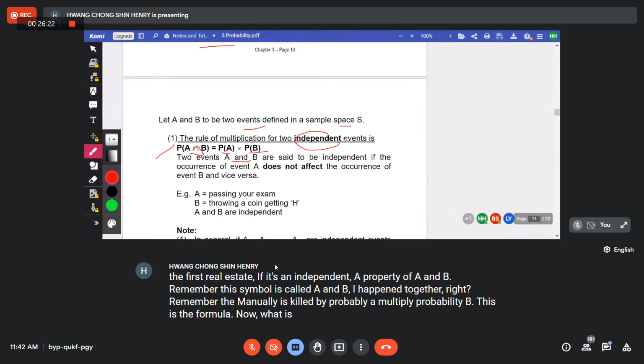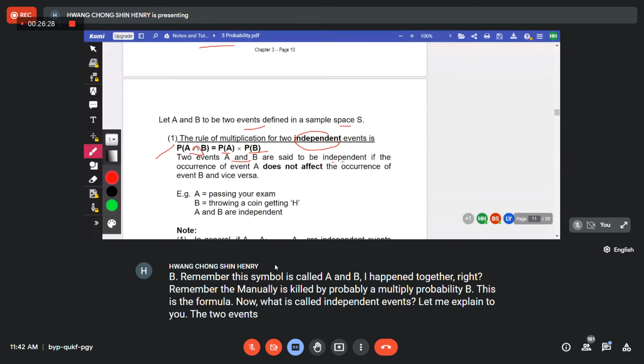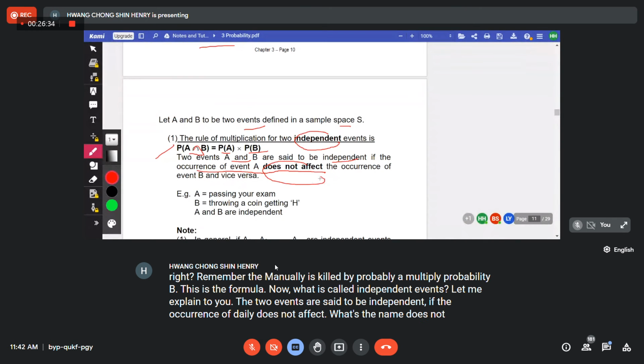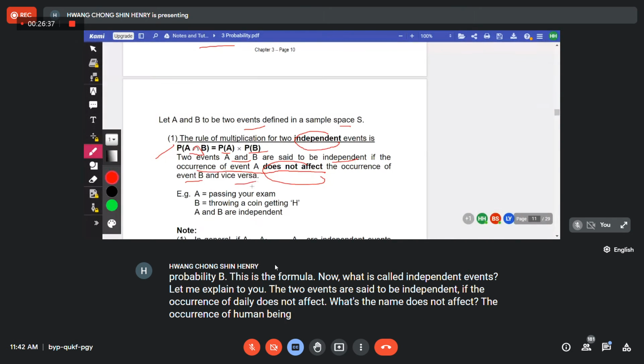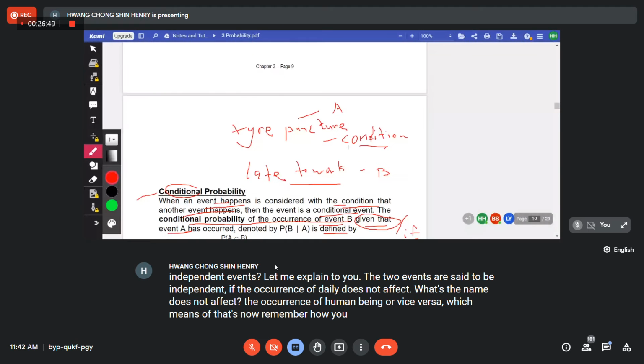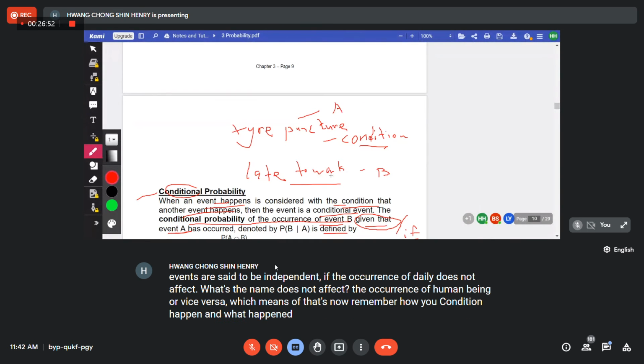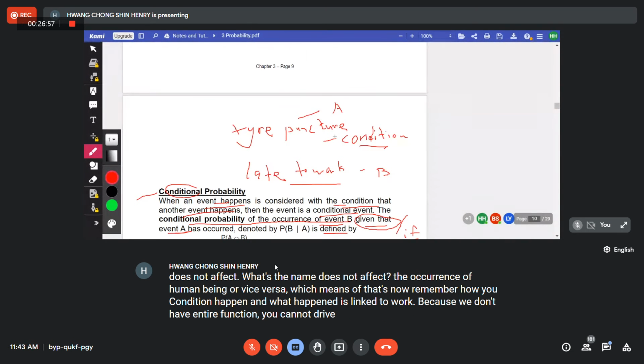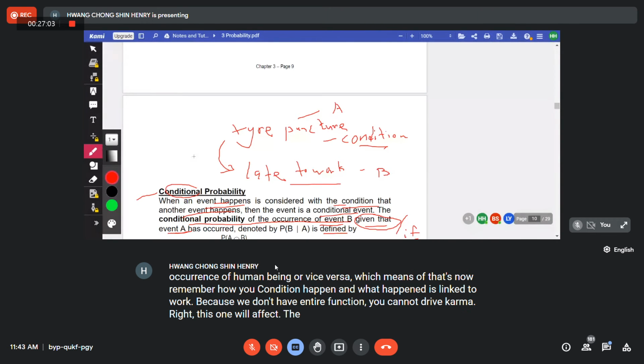Now, what are called independent events? Let me explain to you. Two events are said to be independent if the occurrence of A does not affect, what's the meaning, does not affect the occurrence of event B, or vice versa. Which means, just now, remember I talked about the car tire puncture. When the car tire puncture condition happens, what happens is linked to work. Because without a car, if the tire is punctured, you cannot drive the car, right? This one will affect. The condition will affect.